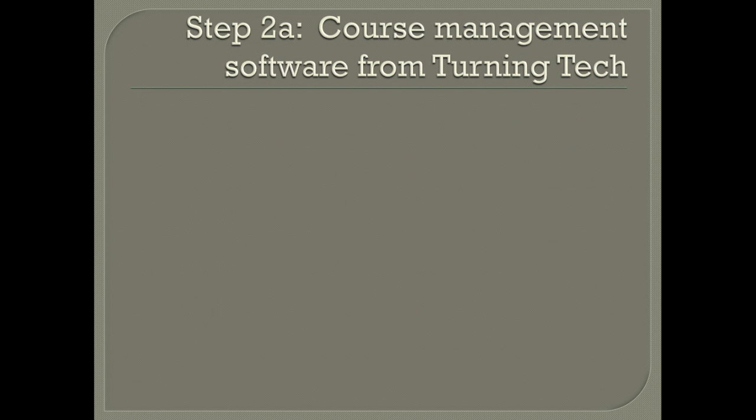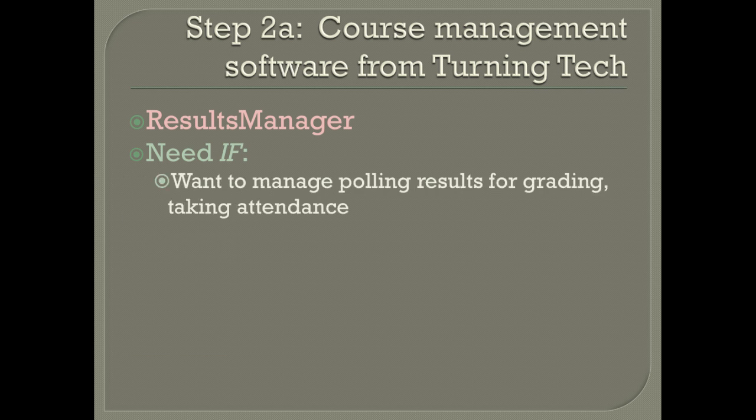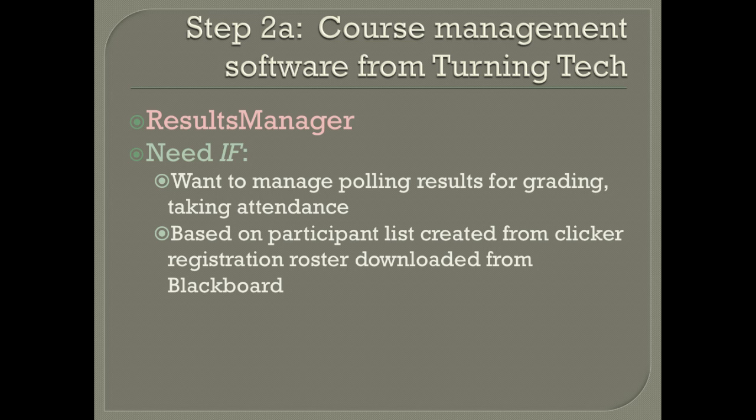Now for course management, there is Results Manager and only Results Manager available from Turning Tech, but you may not need it. You will need it if you want to manage polling results for grading or taking attendance. This is based on a participant list created from a clicker registration roster that you download from Blackboard. This basically links the individual students with the specific clickers that they're using in class.